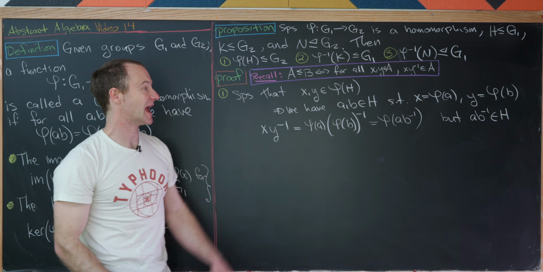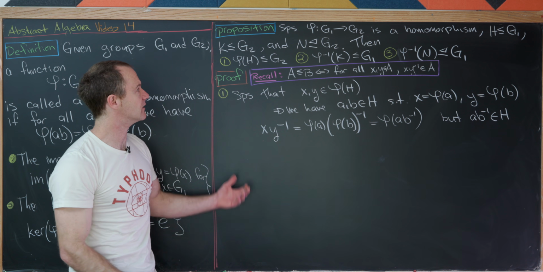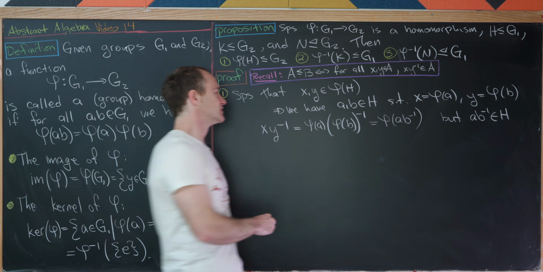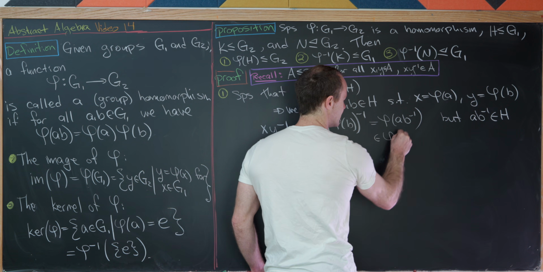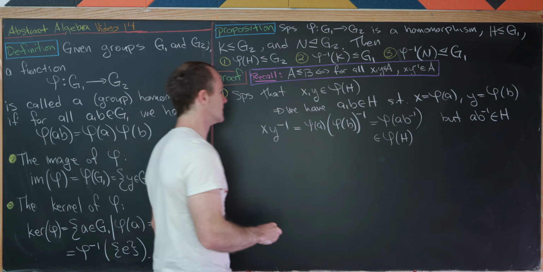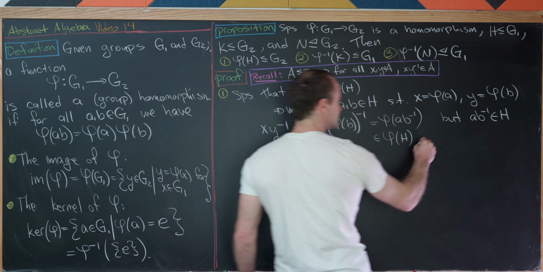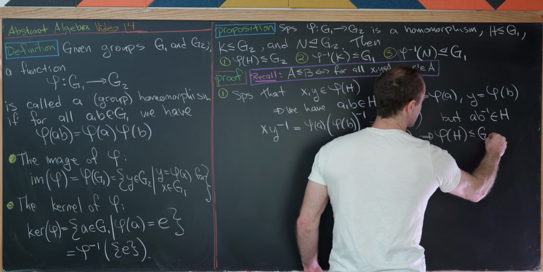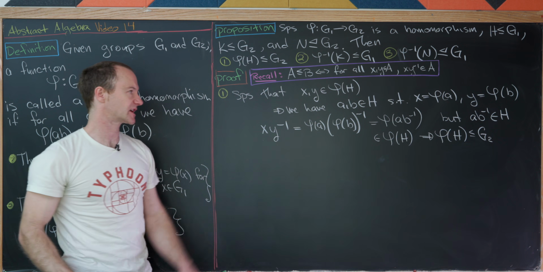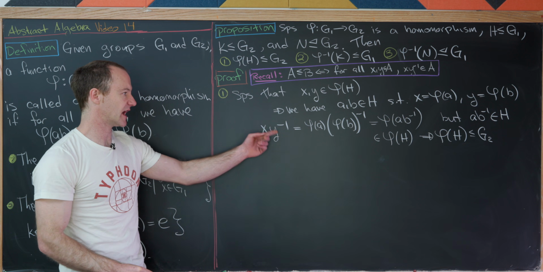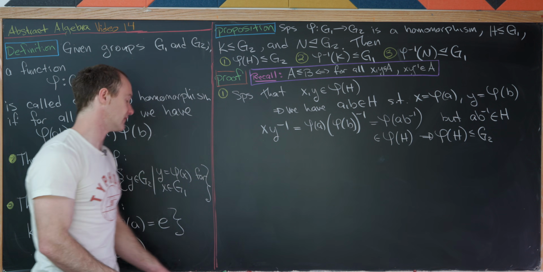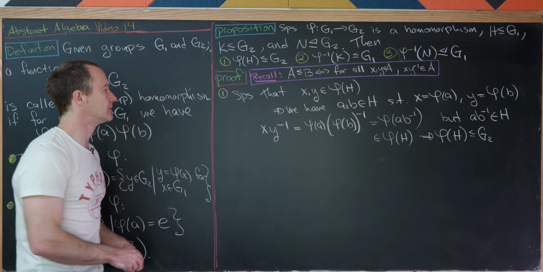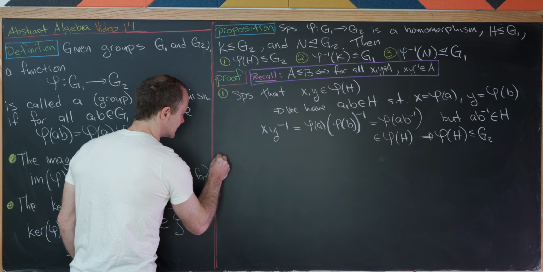That's because we're assuming H is a subgroup of G1. So that means this is inside of phi of H. But that's exactly what we needed to do to show that phi of H was indeed a subgroup of G2. We started with x y in phi of H, and we ended with x y inverse is in phi of H. Okay, good. So now let's look at this second statement.